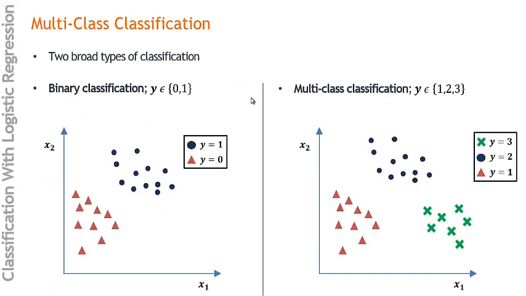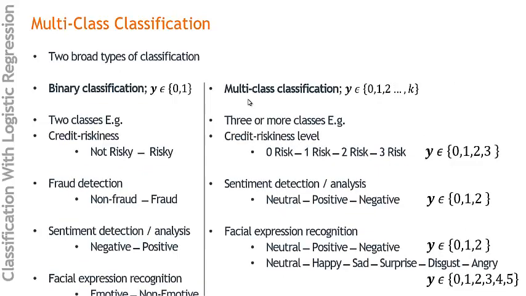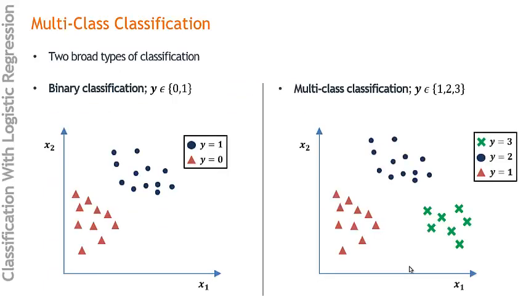Suffice it to say that there are many cases where you are interested in multi-class classification. You might have levels of credit riskiness. You might want to detect sentiment in more than just positive, negative terms. You might want to classify facial emotion into several different categories. So this is certainly a useful idea.